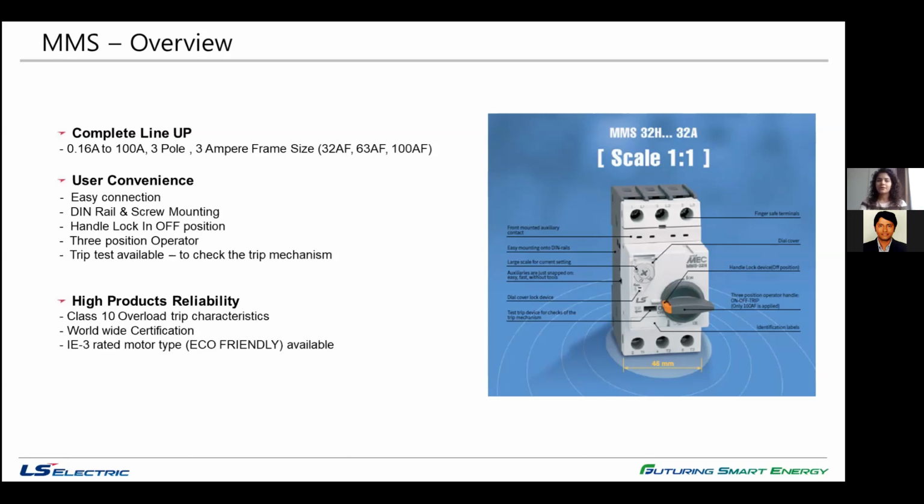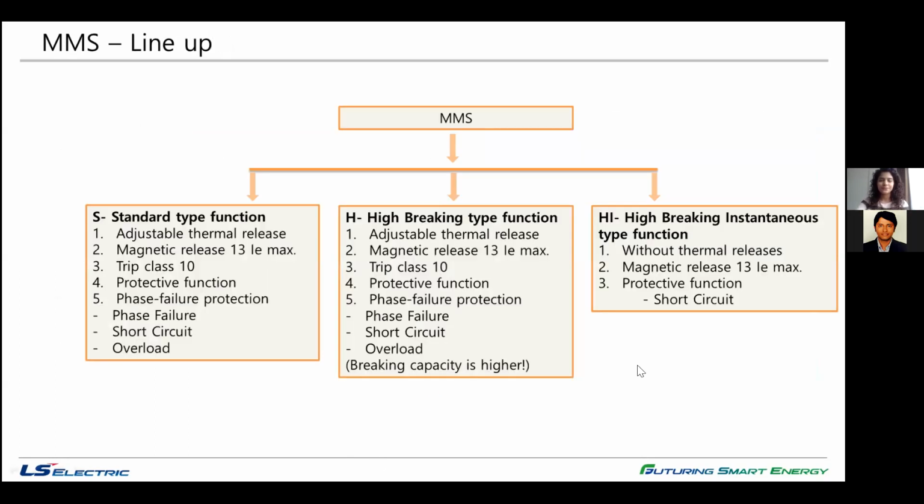So talking about MMS, we have 3 types of MMS: standard type function, high braking type function, and high braking instantaneous type function. Standard type function, we have an adjustable thermal release, magnetic release, trip class is 10, then protective function and phase failure protection. Now the difference between standard type and high braking type function, as the name suggests, high braking type function has the higher braking capacity. Rest everything is same features. Only difference being that the braking capacity is higher.